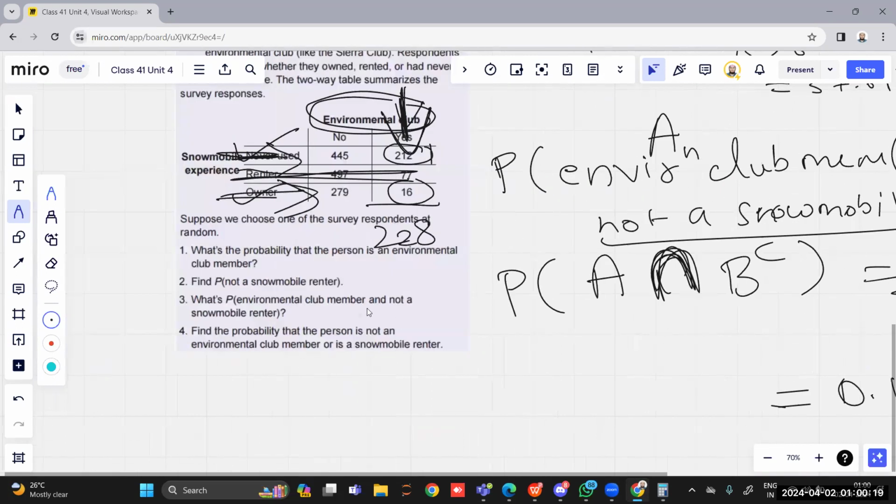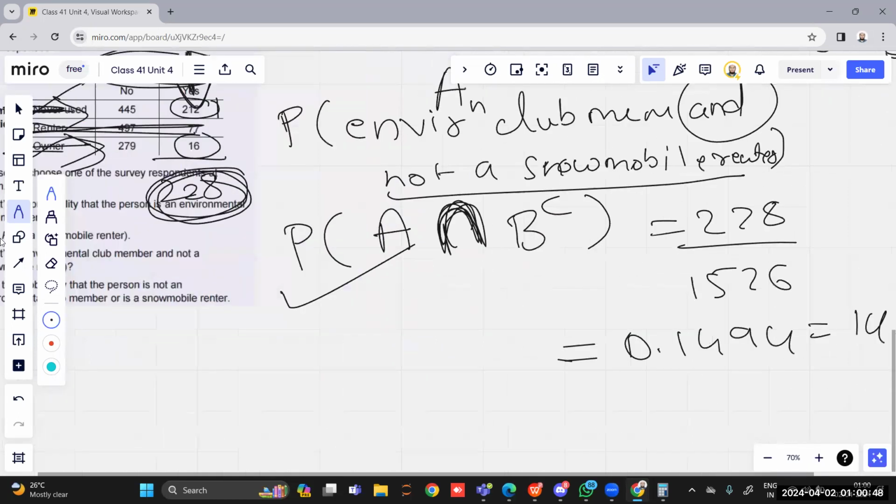Interesting. Find the probability that a person is not an environmental club member or is a snowmobile renter. So we need to find the intersection here, no? For example, this solution is wrong for this. He's telling us to add, and this is the whole union. What we have found is the whole union. We have done this wrong, by the way. We need to find this correctly.